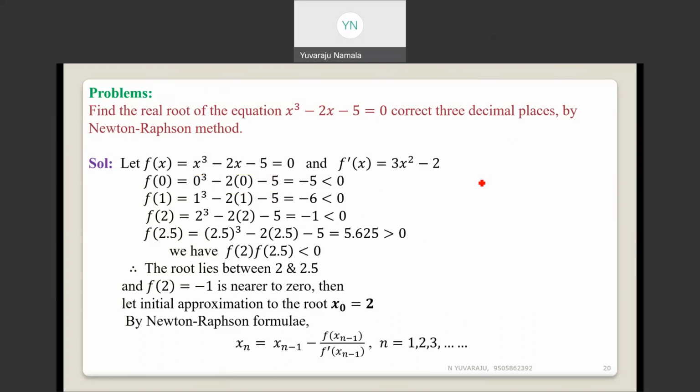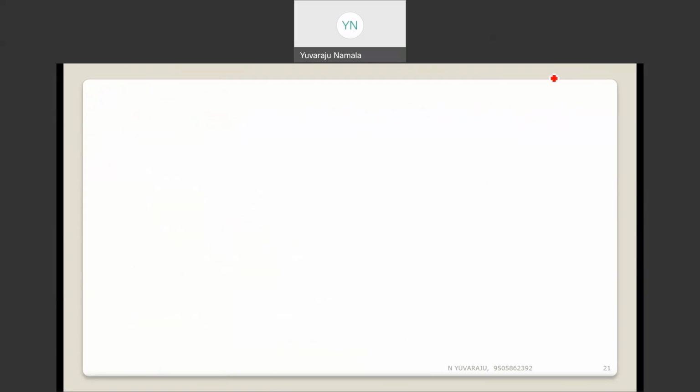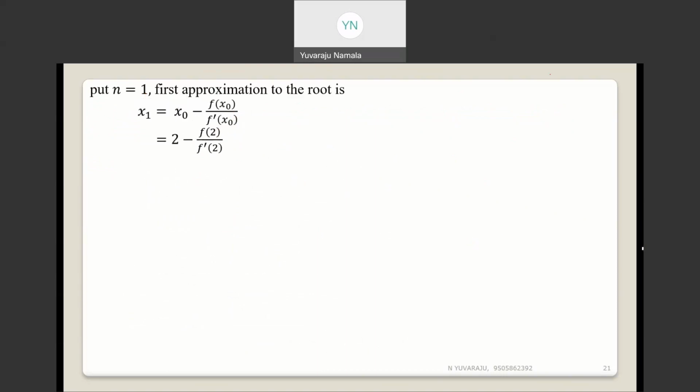Now n is equal to 1 substituting in the formula, the first approximation to the root is x1 is equal to x naught minus f of x naught by f dash of x naught. So the initial value x naught is 2, substituting here. So that is 2 minus f of 2 by f dash of 2.